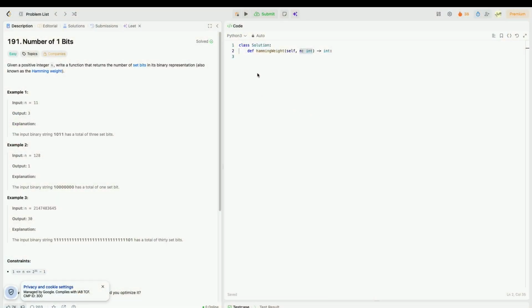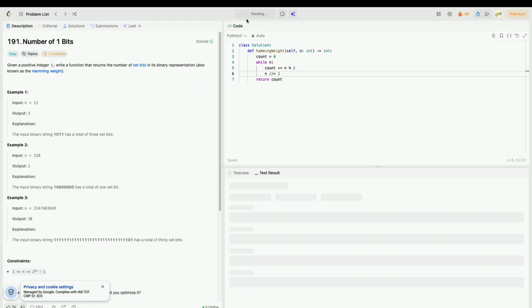Now for this problem, we just have to count them. We don't actually have to do the conversion. I think the conversion is part of another problem. So all we need to do, we need to have a count variable. And then all we do is while n is not 0, we're going to say count plus equals n modulo 2. And then we divide n by 2.